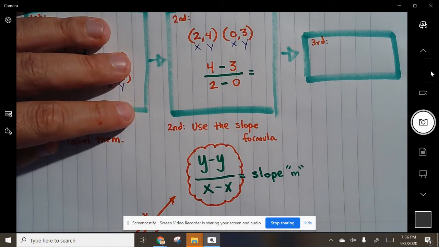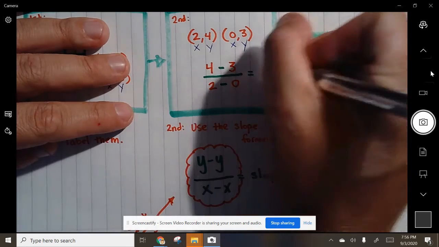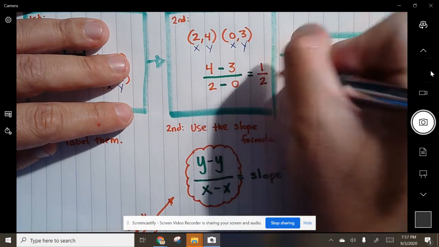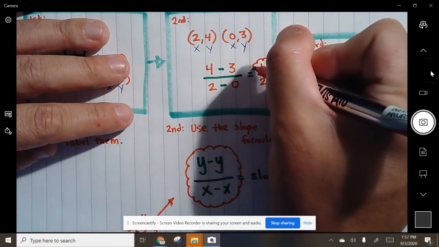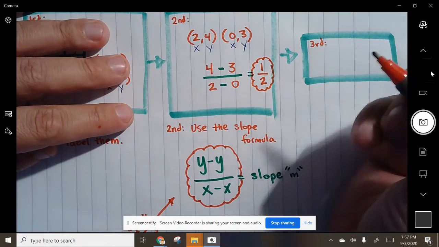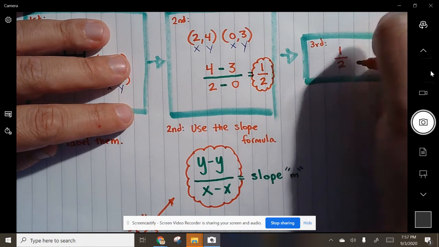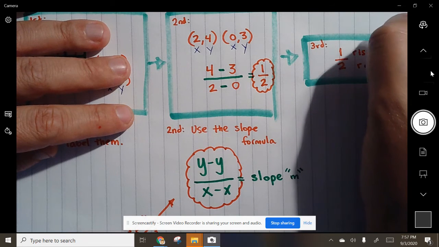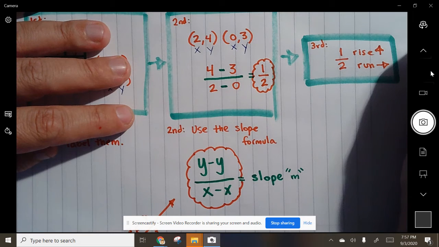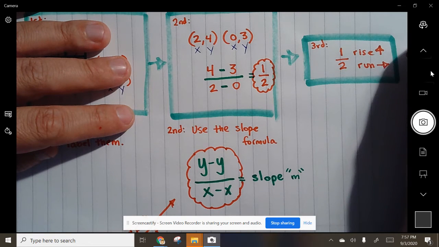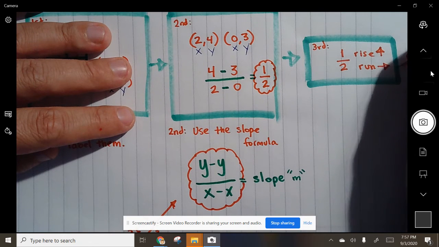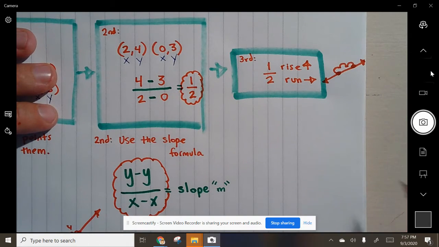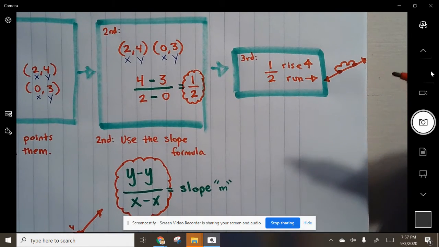And then let's solve it. 4 minus 3 is 1. 2 minus 0, or 2 minus nothing, well, nothing's going to change then. It's 1/2. And I'm going to go 1/2. And your slope will be rising 1, running 2. It would be rising 1, running 1, 2. And that's what your slope would be. Rising 1, running 2. Okay?